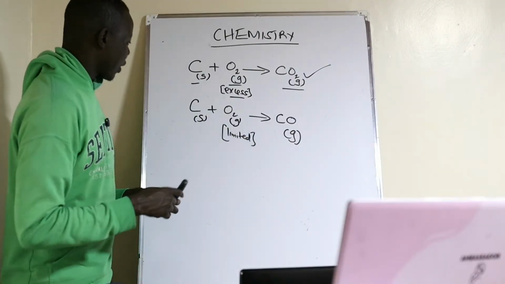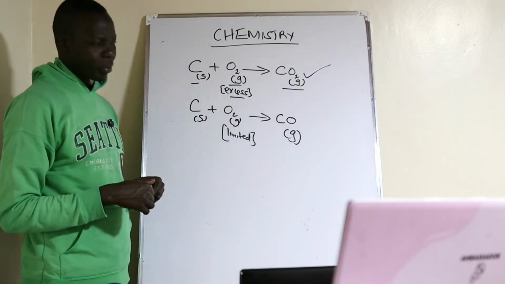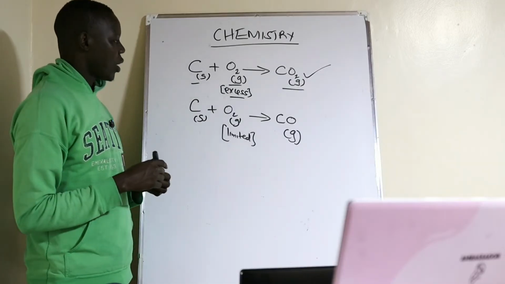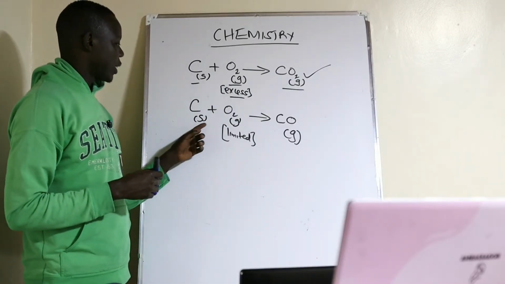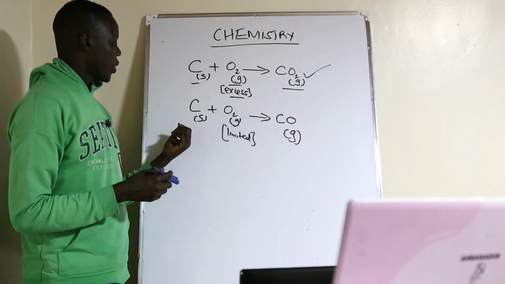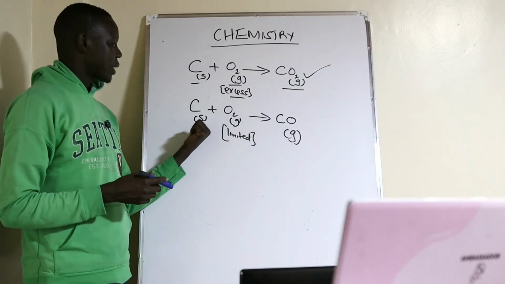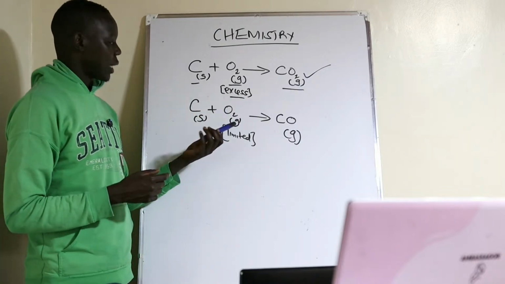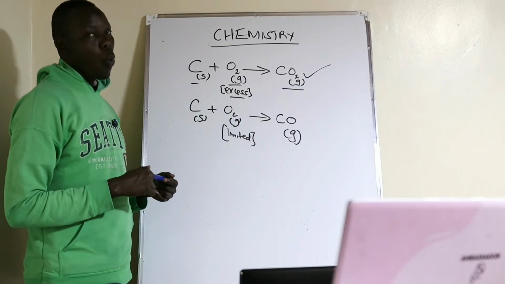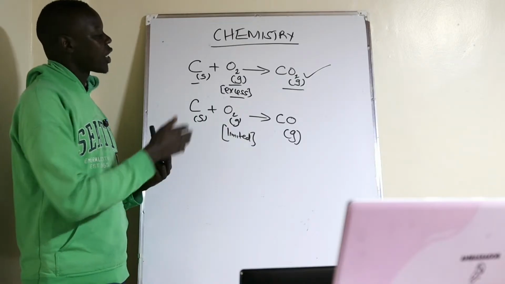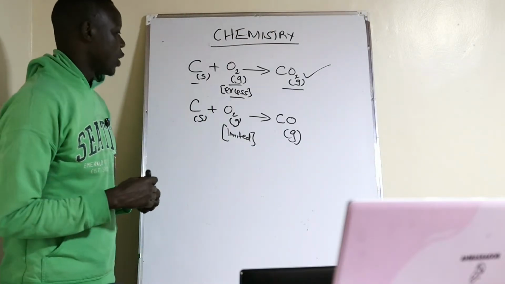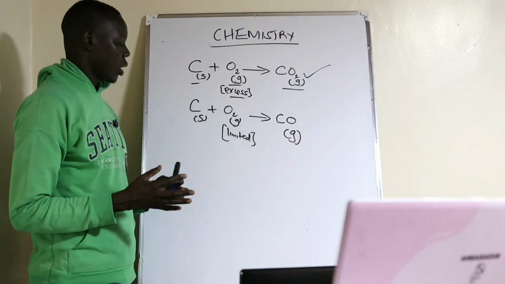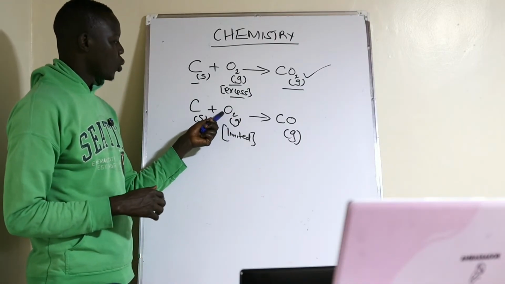Now, this equation is not okay. If you look carefully, we are only done with two parts. Three. We are done with giving the state symbols. We are done with writing the correct elements and formulas of the compounds formed, that is CO. We are done with giving the correct products, of course. Then lastly, it is not balanced. Carbon here is one, carbon on the other side is one. So carbon is okay, but for oxygen, it is 2 here.